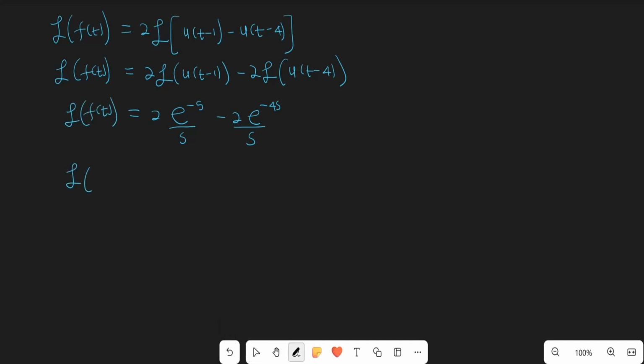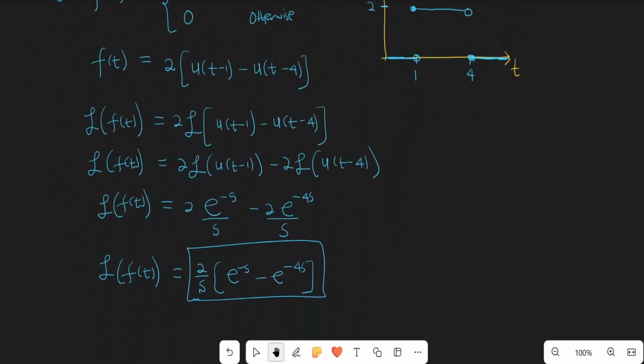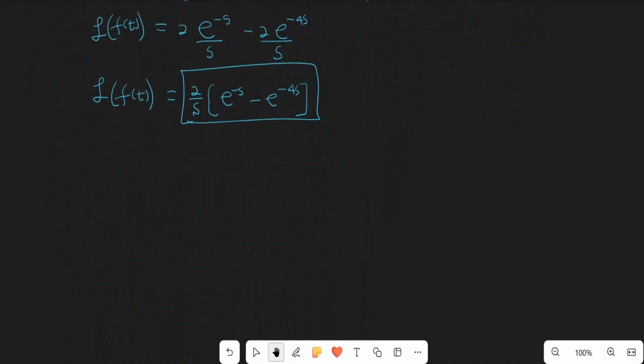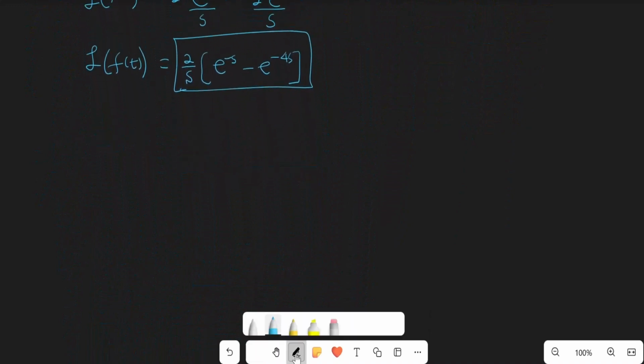So the Laplace transform of our second function is going to be, you can factorize something out, that is 2 over s out, and that is going to be left with e to the negative s minus e to the negative 4s, like this. And this one is the answer to our second unit step function. Cool stuff. So now let's go to the third one.